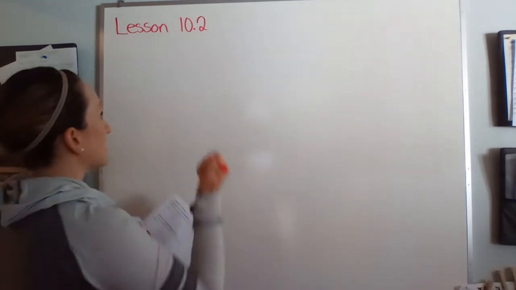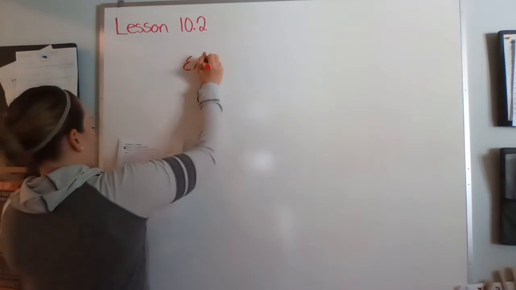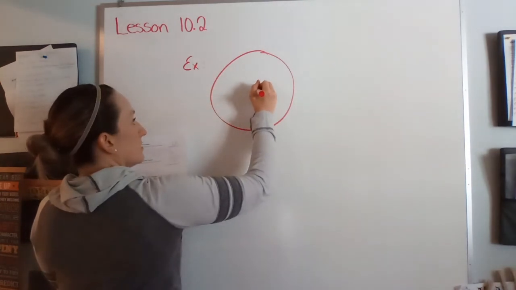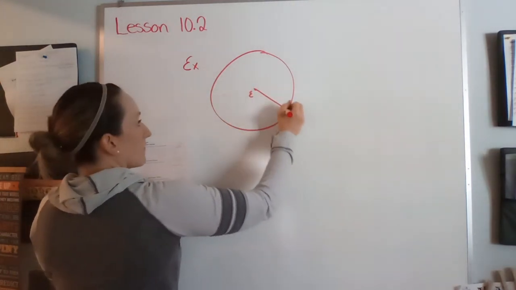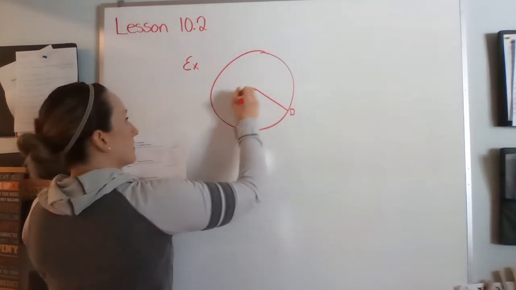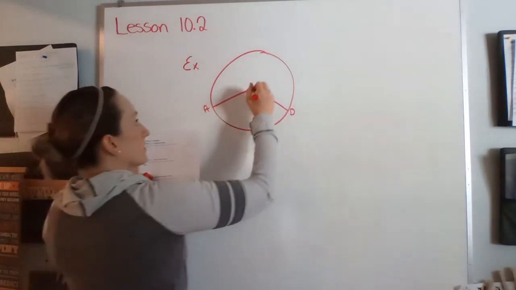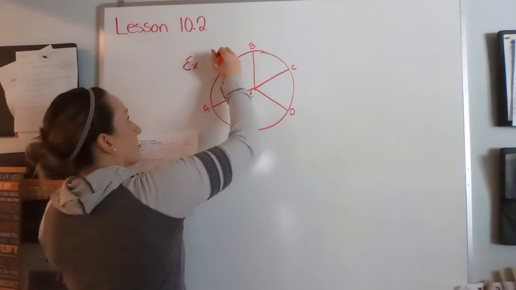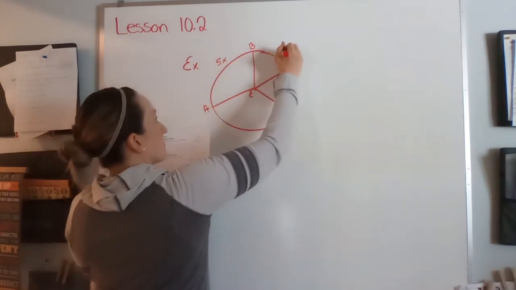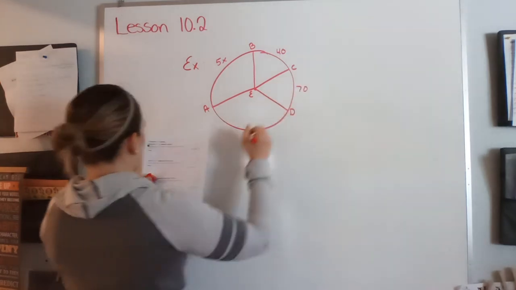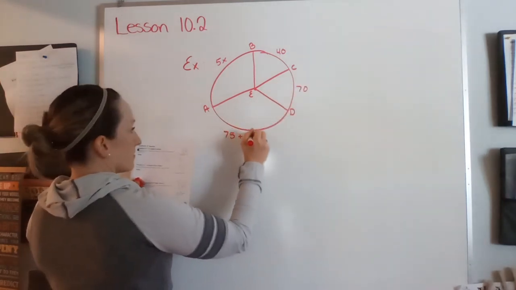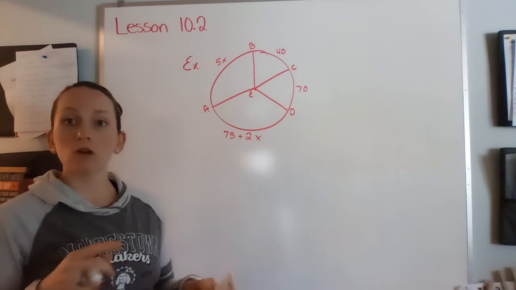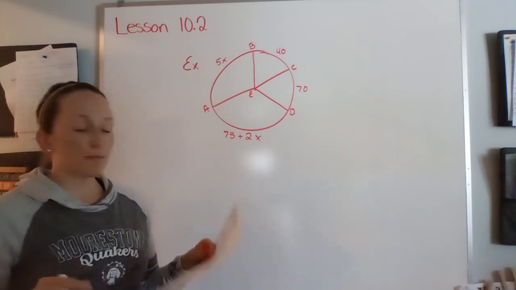Okay, so for example, if I had a circle, its name is circle E, then I have D, A, C, and B, and then the arcs are labeled 5x, 40, 70, and 75 plus 2x. So the question here, or what it says in my notes, is to solve for the value of x and then find the measure of arc AB.